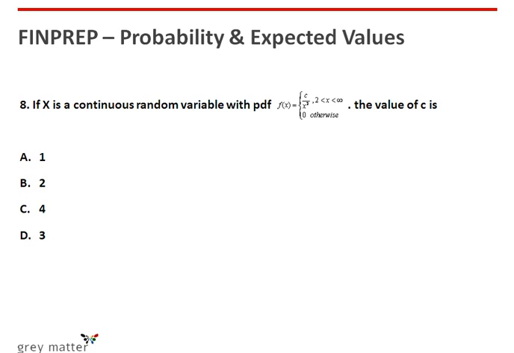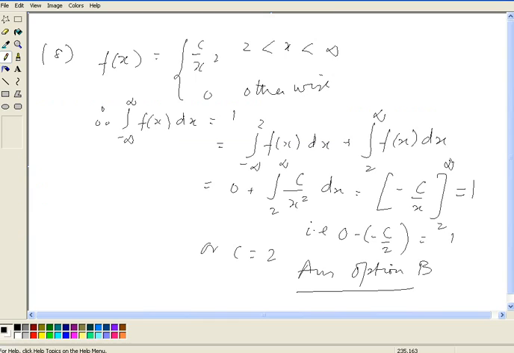Now, the eighth question reads: if x is a continuous random variable with probability distribution function f of x given to be c by x squared from 2 to infinity, otherwise it is 0, we need to compute the value of c. Going to our work area, since x is a continuous random variable and the PDF, that is the probability distribution function, is given as in the question, we know that if you integrate f of x dx from minus infinity to infinity, we get 1.